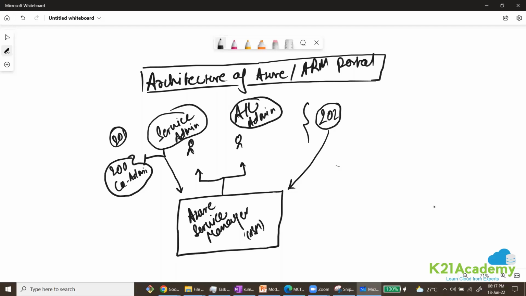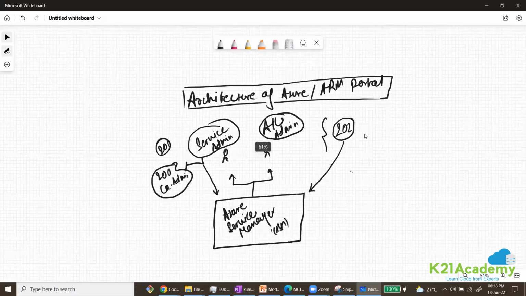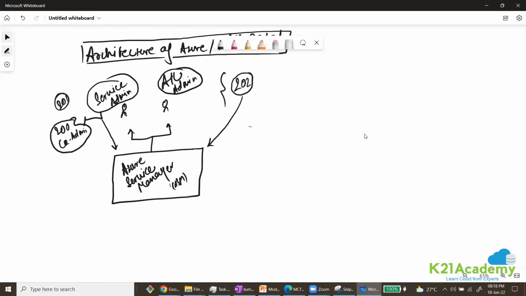This ASM portal was more focused on the service rather than the user, customer or client who is actually using them. Hence, feedback was given to Microsoft by the customers who were using it. Then what Microsoft did, I'm going to remove this because this was just for understanding purposes.